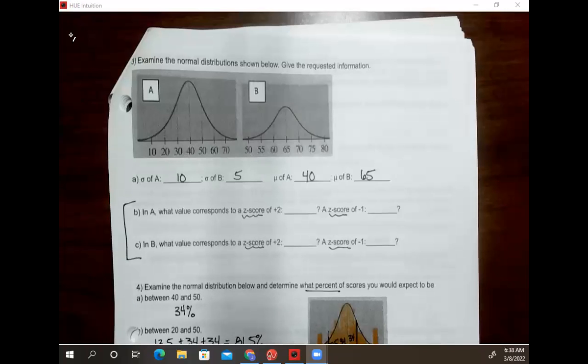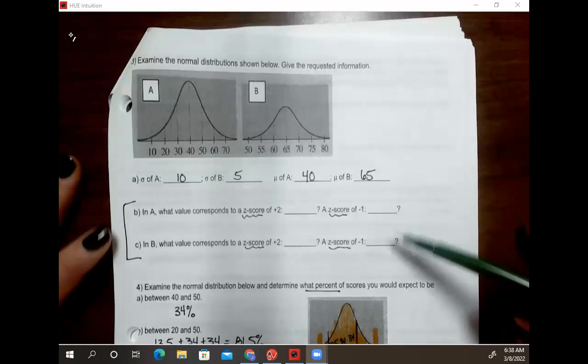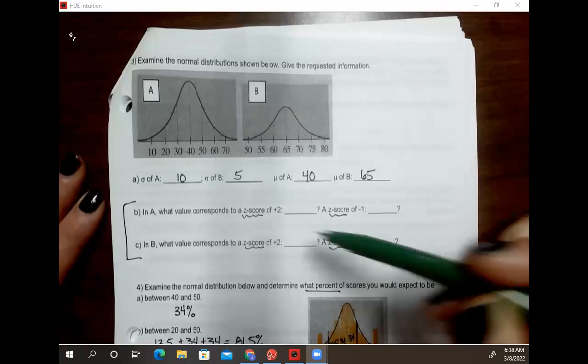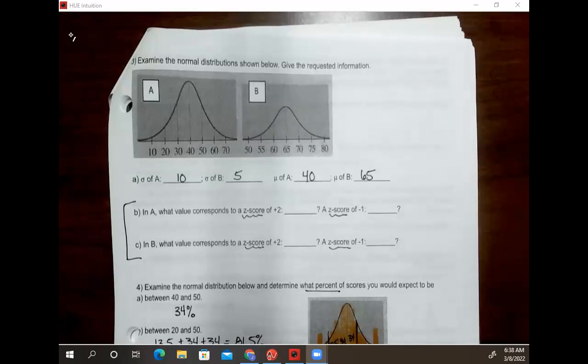Okay, we are going to pick back up on page 25, working on those normal distribution practice problems. So we skipped B and C because these talked about z-scores and we hadn't looked at z-scores as part of our notes yet. And now that we've seen the z-scores component, let's talk really quickly about z-scores.